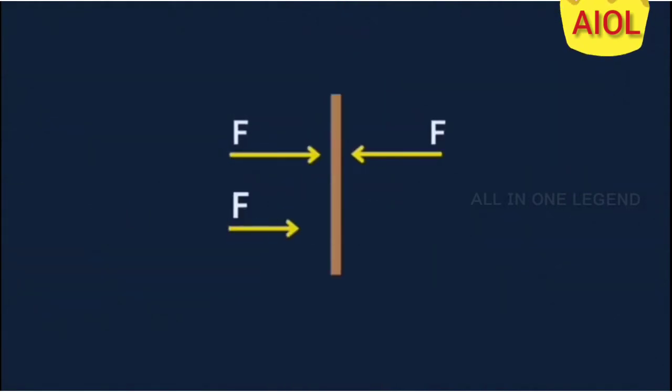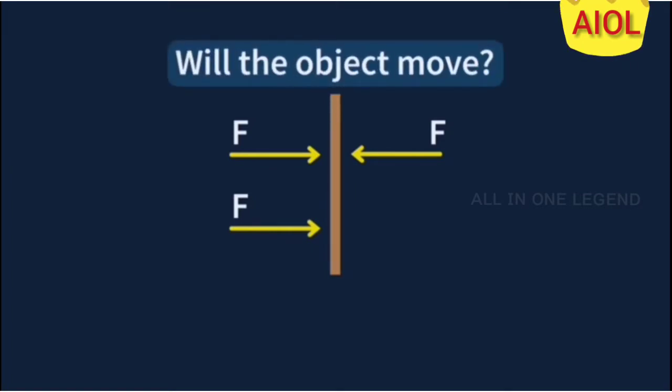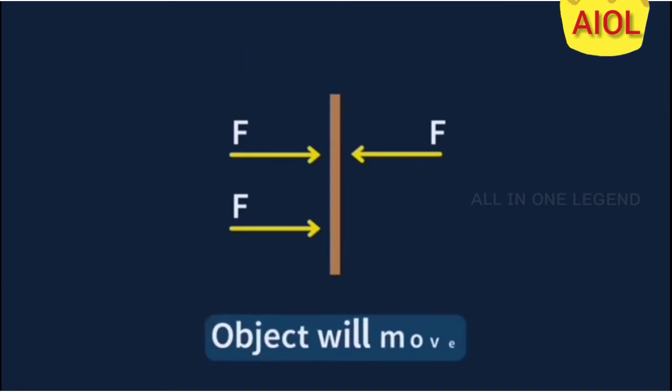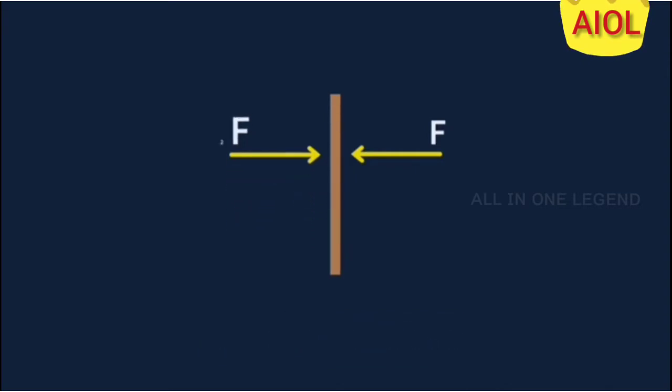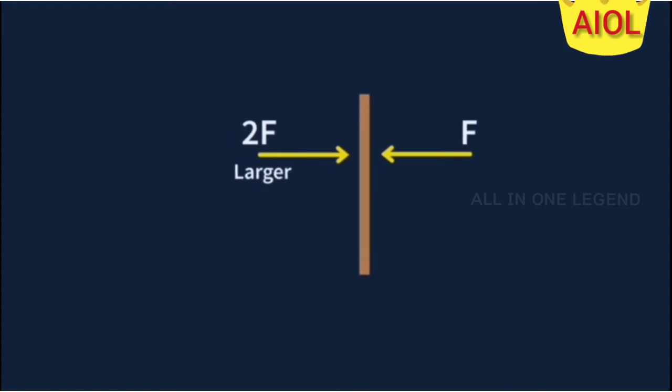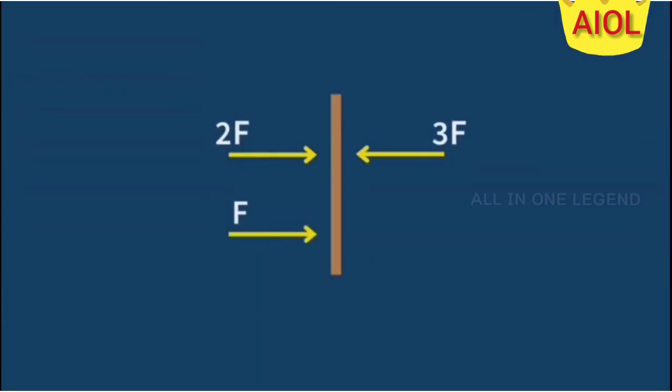Okay, that was simple, right? But what if we have one more force to the left side? Would the object move now? I'm sure you've guessed that the object will move. Because of this one extra force, the total force on the left becomes 2F. This means that it is now larger than the opposite force F. And this is why the object will move. But which direction will it move in? Yes, towards the right.